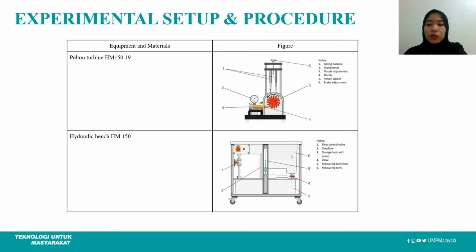The water from the storage must be pumped to measure tank flow rate. We measure the flow rate from the water pump. Then time taken is recorded when measuring tank level reach 10 to 20 liter. Then the data is collected and recorded from the tachometer to get speed for Pelton wheel. And that's all for the experimental procedure.